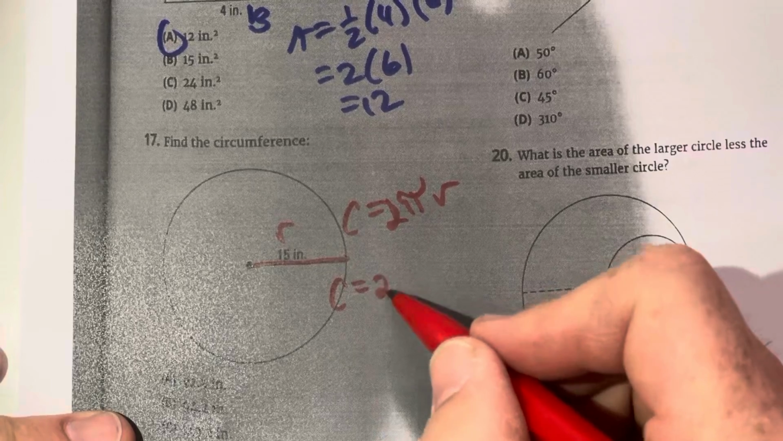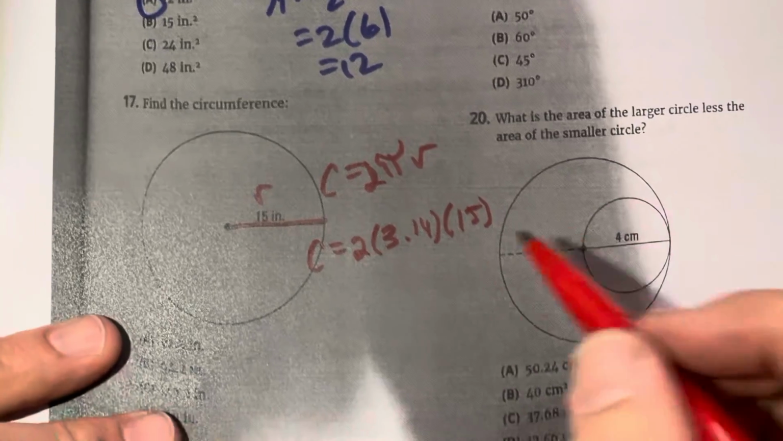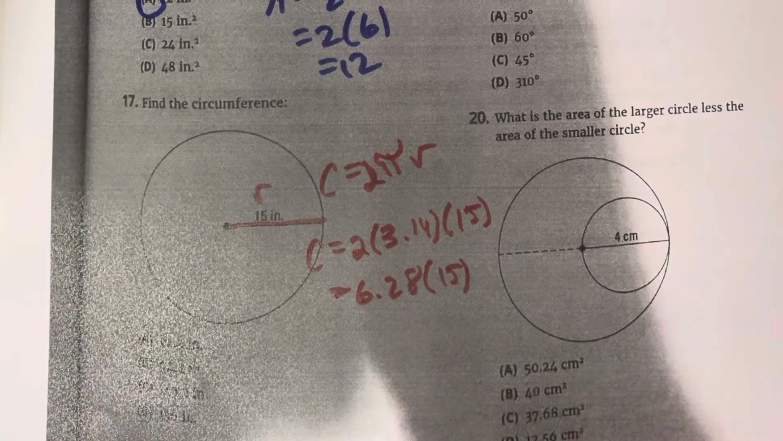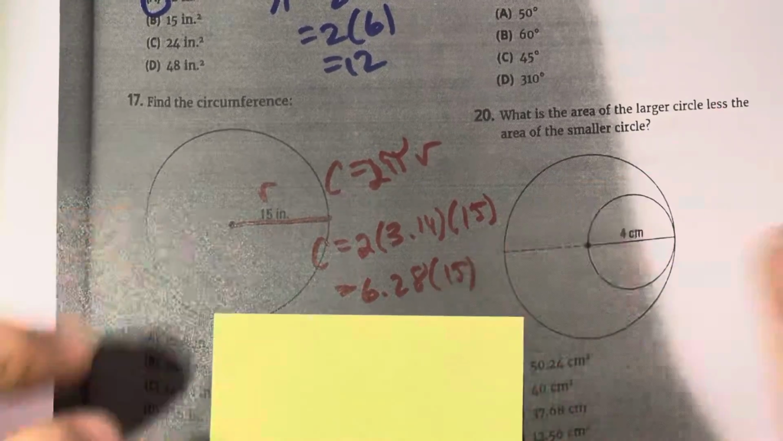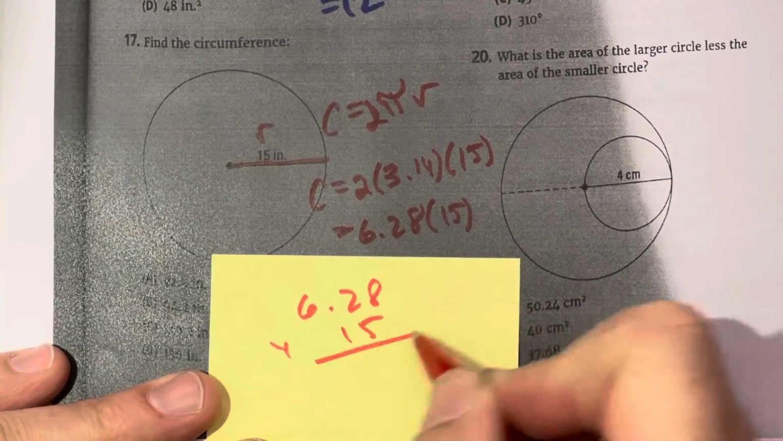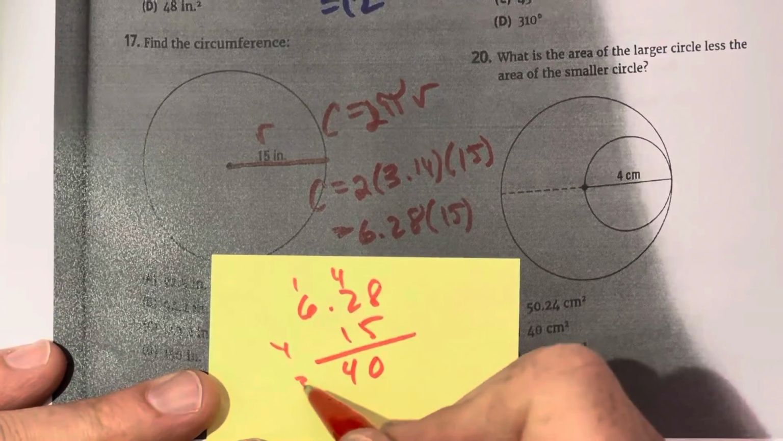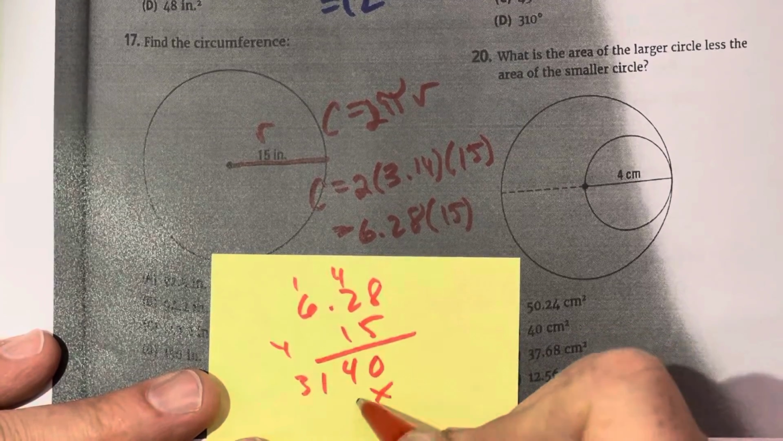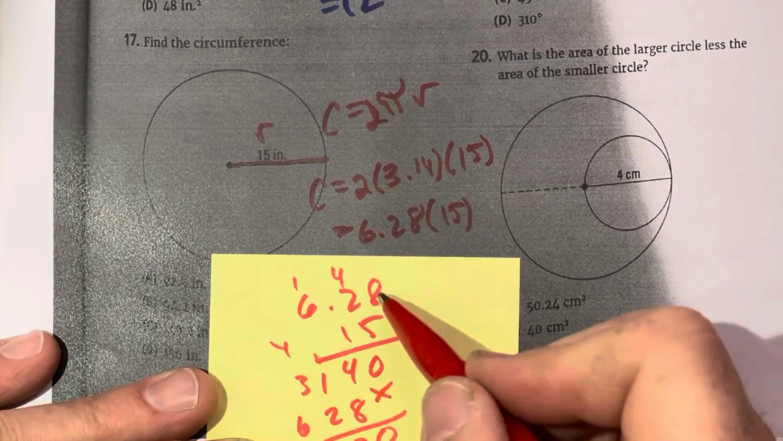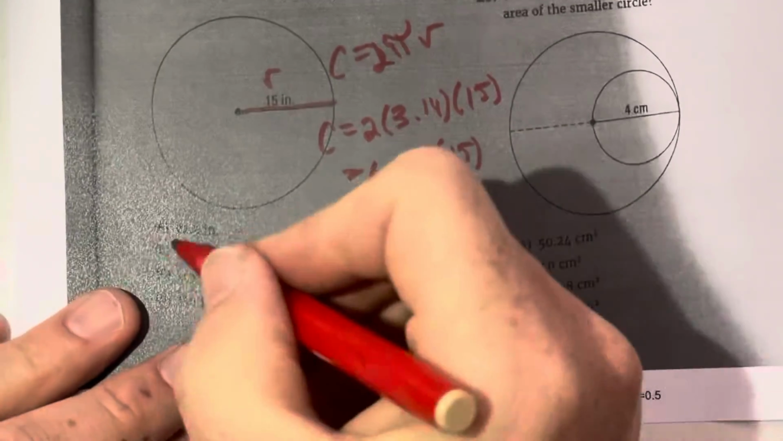So if I plug this in, it'll be 2 times 3.14, which is pi, times radius, which is 15. I know by now that 2 times 3.14 is 6.28, and this is going to be another multiplication problem that you've got to do. Here we go. 6.28 times 15. 8 times 5 is 40. 5 times 2 is 10 plus 4 is 14. 5 times 6 is 30 plus 1 is 31. There's my placeholder. Place the decimal. We're here. 94.2. Is it? Yes, it is. It's right there.